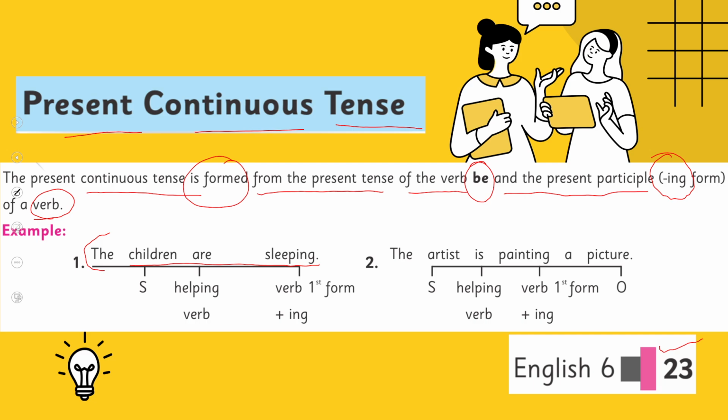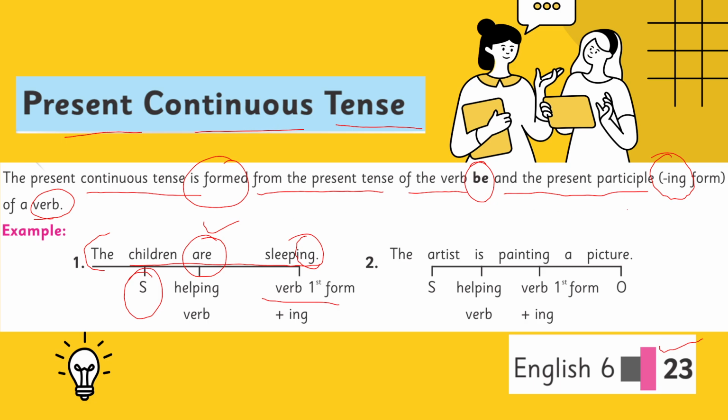We know that children is a subject, are is the helping verb, and our verb sleep is followed by the participle form ing, the verb's first form plus ing. So this is how we form a present continuous tense: a subject, a helping verb, and the first form of the verb with ing. Now let's look at another example.